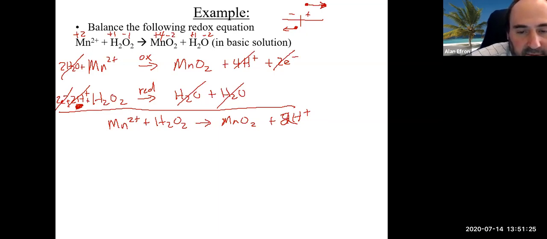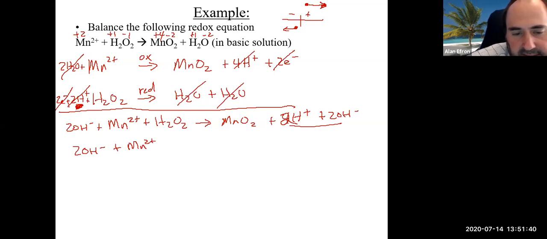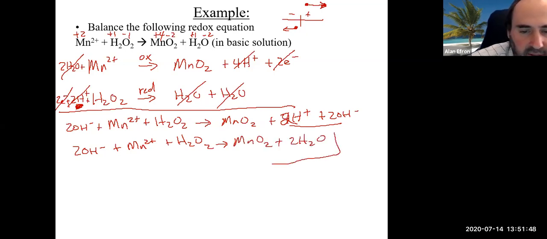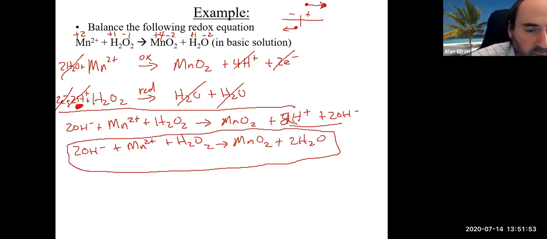And at this point, since we're doing basic, we would add 2 OH minuses again here to both sides. This is going to combine to make water. So this will leave us 2 OH minus plus Mn2+ plus H2O2 gives us MnO2 and a little H2O action going on there. And we should now be balanced in basic conditions.